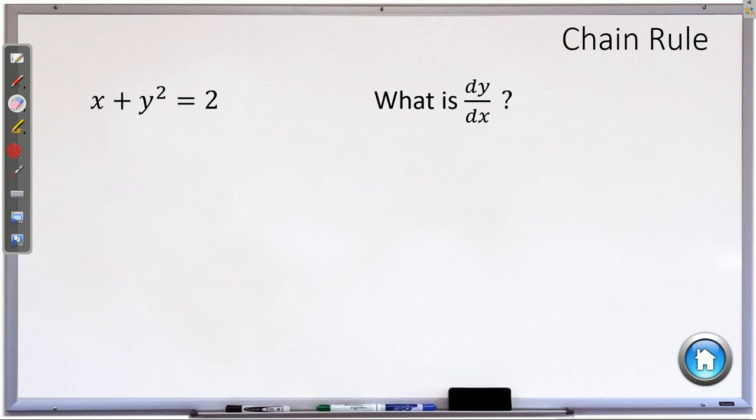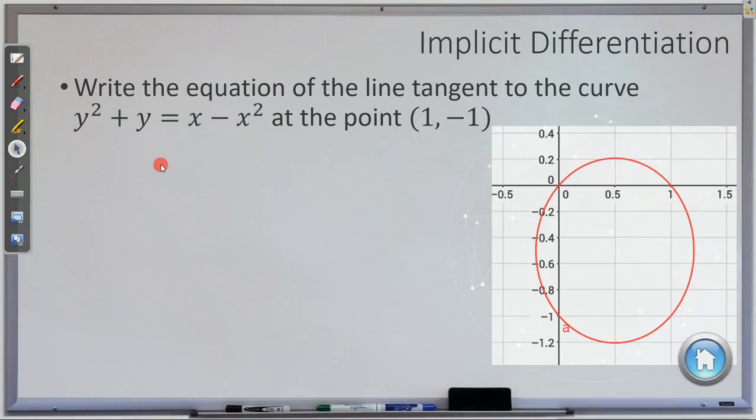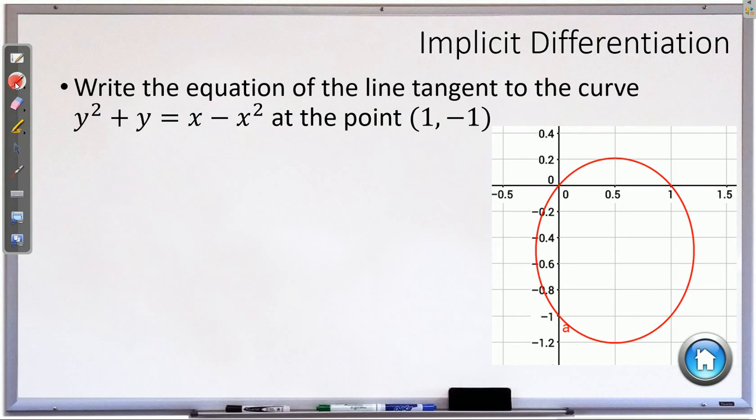Let's take a look at a harder one. We can use a chain rule. Now let's do some harder implicit differentiation. So let's write the equation of the line tangent to the curve of this big implicit equation at the point 1, -1.